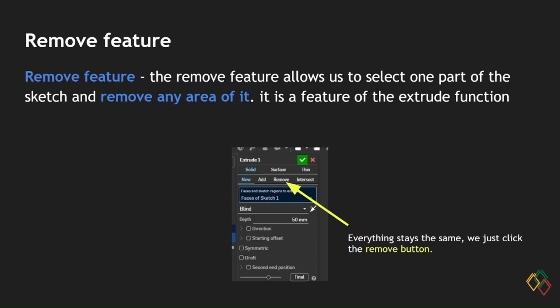Also in the extrude menu, maybe we want to not create but to remove. We're going to use this later, but the remove feature just allows us to select one part of the sketch and then remove every area of it, and it's just a feature of the extrude function.